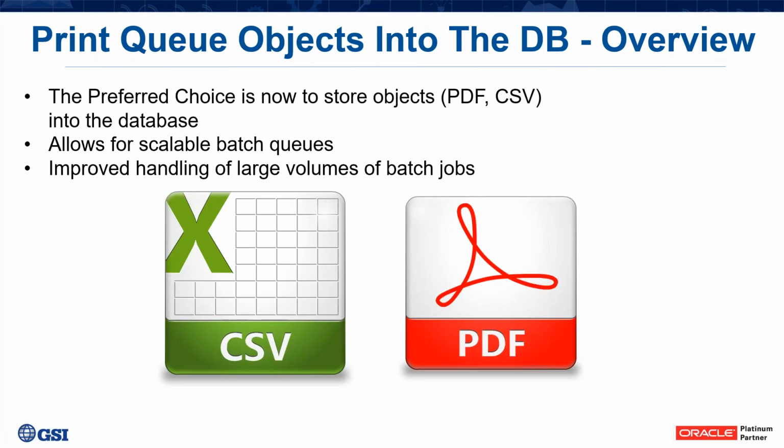Print queue objects. Obviously I said our preferred choice is for you to put everything in the database. It makes batch queries a lot more efficient, and whenever you have a huge amount of jobs, it makes those a lot faster because all of your work is now being done on the database instead of in multiple locations. But like I said, there are business cases where you need to have files kept. So that would be a case-by-case basis, I would say, to look at that.